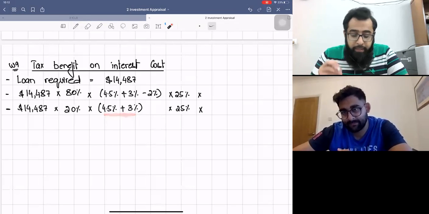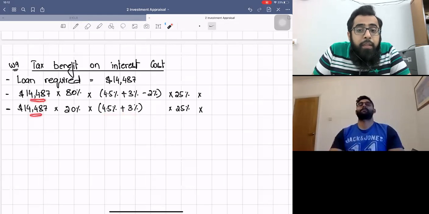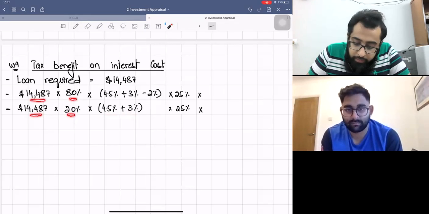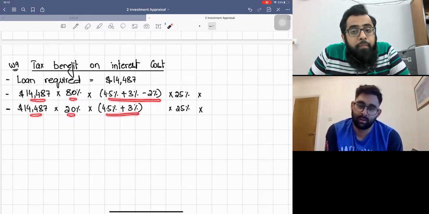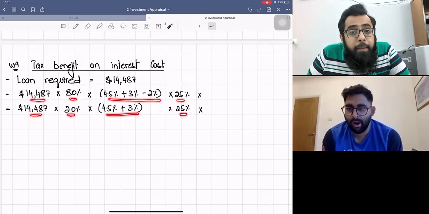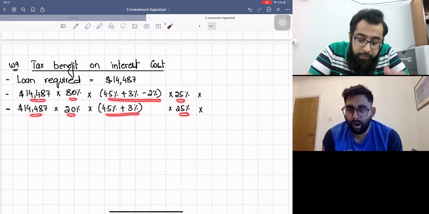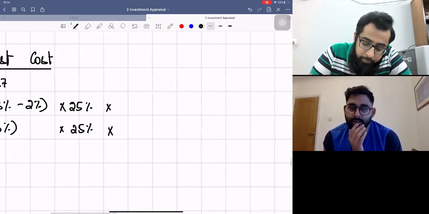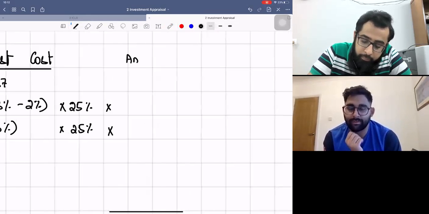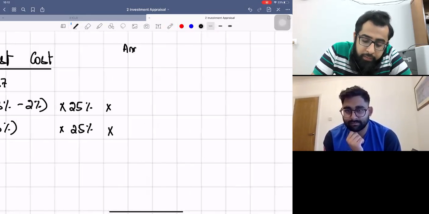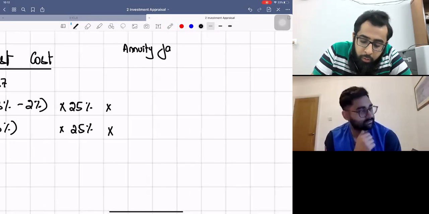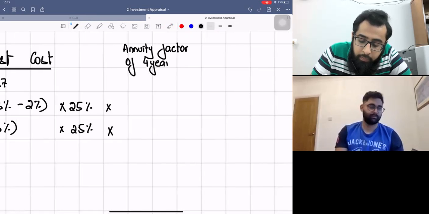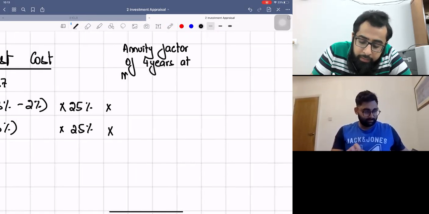Okay, I'm repeating it again. Now, this is the amount of finance we need, 80% from the government and 20% is ours. This is the rate of interest. This is the tax impact. Now we will multiply it with the annuity factor. Also, you'll do it for the annuity factor of 7.5%, annuity factor of 4 years at market rate of interest.